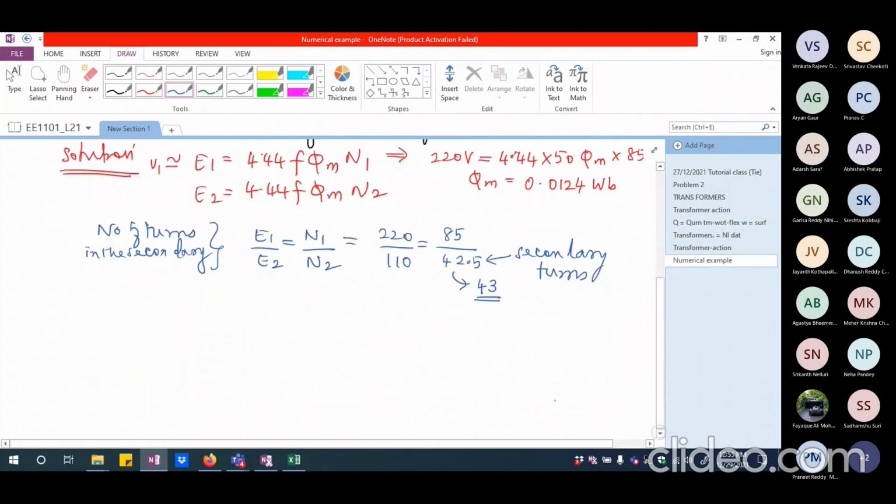How will we calculate the current rating? The volt ampere of the transformer is given to be 2.2 kVA, so that is 2200. So we can say the rated current of the primary.